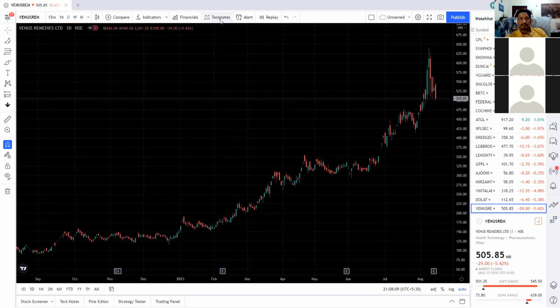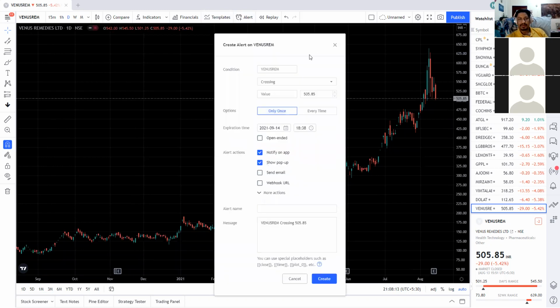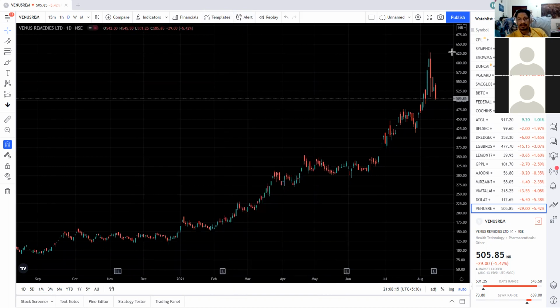Okay. And then there is alert. The free version has a single alert on the price. Somebody using a trading, that this price, when it comes here at 567, I will take a trade. This kind of alert you can set on your chart.